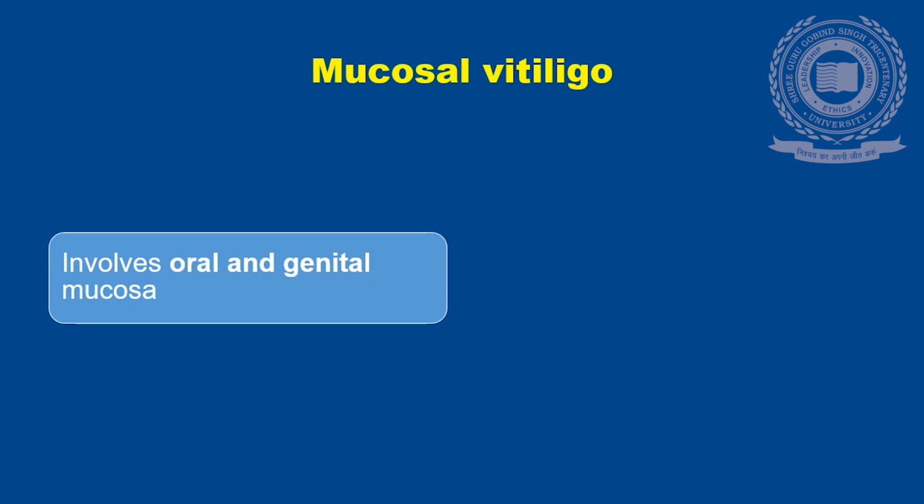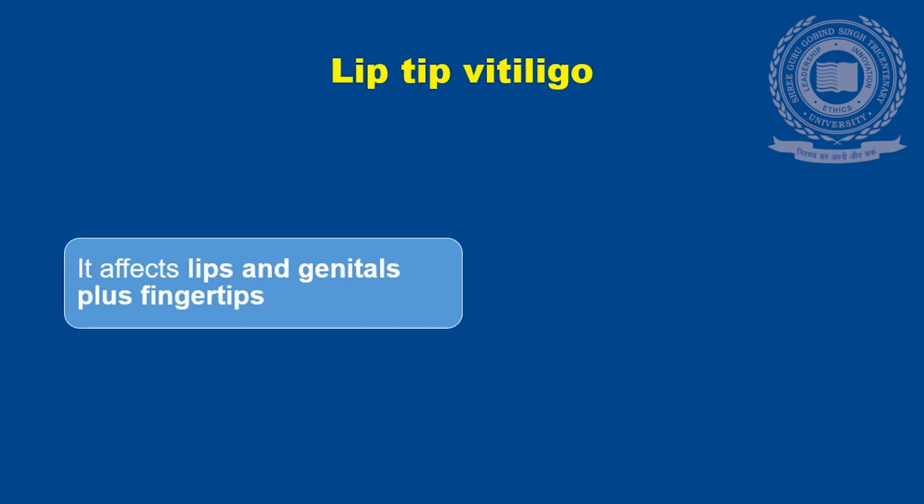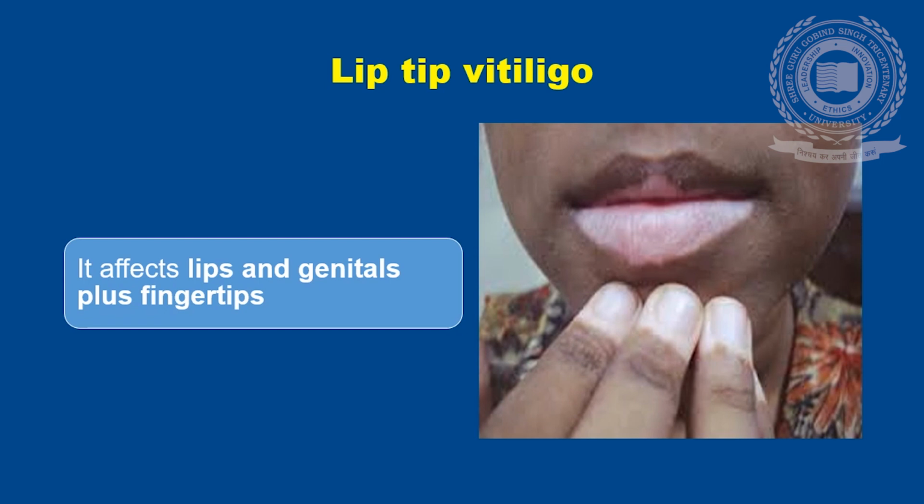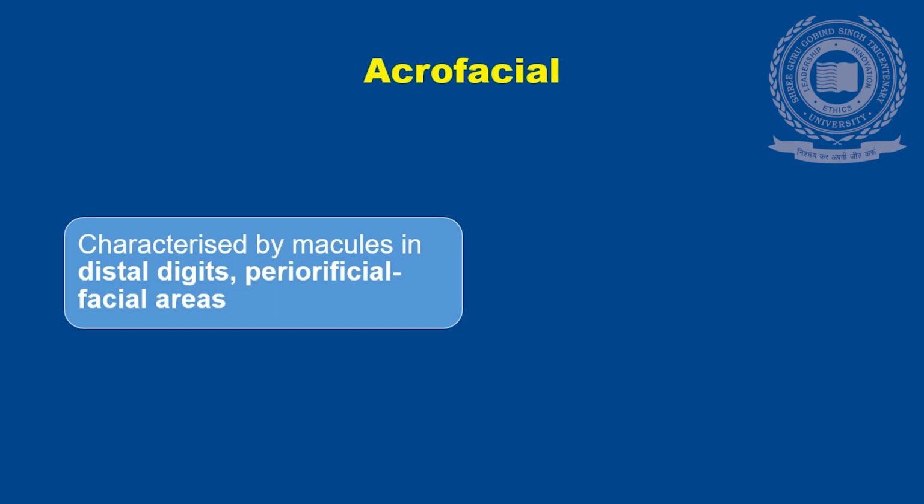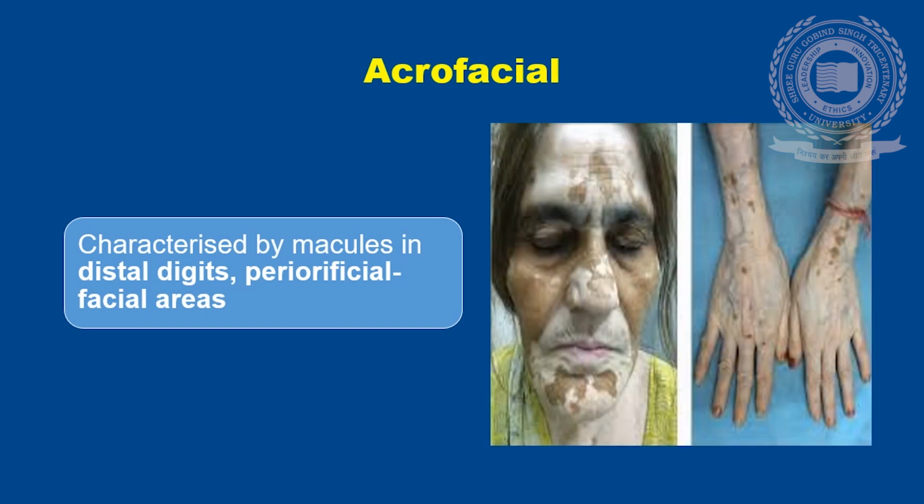Mucosal vitiligo. In this, the vitiligo patches are seen over the oral and genital mucosa. In the lip tip vitiligo, the lesions involve the lips and the genitals plus the fingertips, as we can see on the picture on the right. The acrofacial vitiligo is characterized by macules in distal digits, in the periorificial areas and the facial areas.